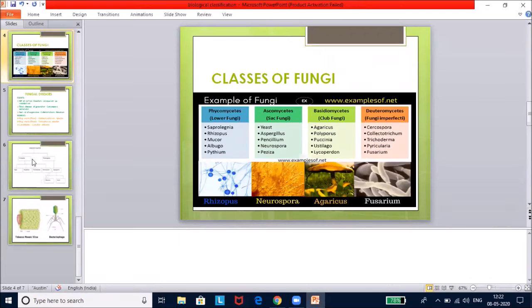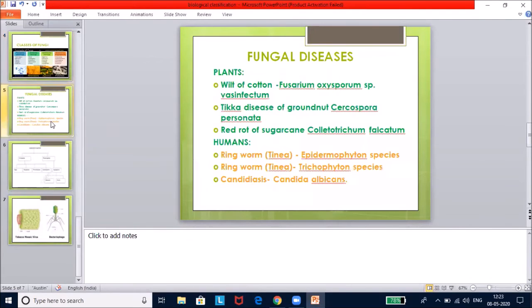Fungal diseases. These diseases are important. Please make a note. Wilt of cotton in plants is caused by Fusarium oxysporum species vasinfectum. Tikka disease is caused by Cercospora personata. They have asked this many number of times. And red rot of sugarcane, Colletotrichum falcatum. In humans, you have ringworm of Epidermophyton species and ringworms of Trichophyton species. Candidiasis is caused by Candida albicans or Albugo candida. Both are the same.